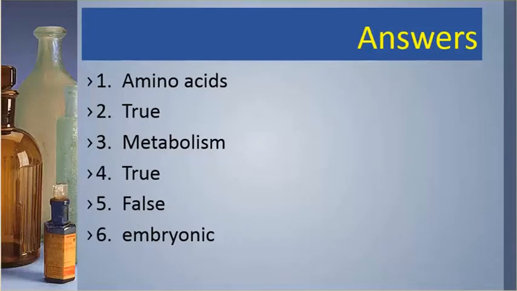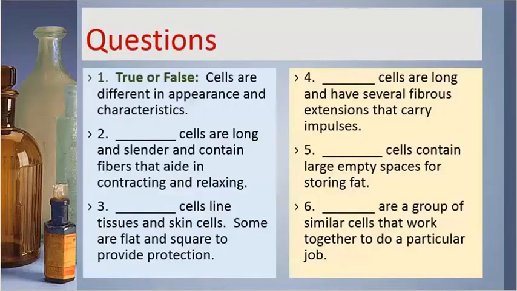Number 1 was amino acids, number 2 is true, number 3 is metabolism, number 4 is true, number 5 is false, number 6 is embryonic. Number 1, true or false? Cells are different in appearance and characteristics.